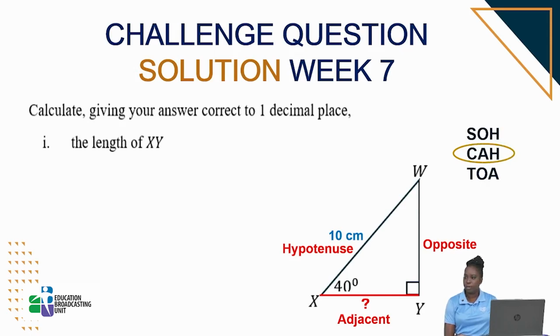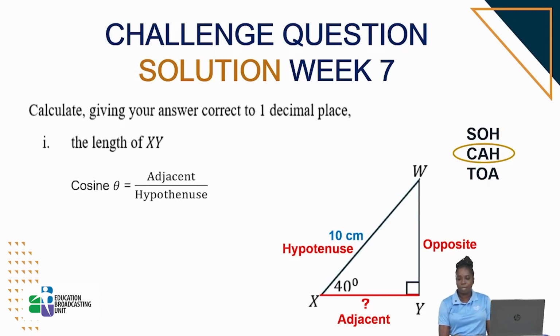And so we are going to be using the cosine ratio, which is the adjacent over hypotenuse. At this time, we are going to substitute the values into our ratio. And so our angle is 40 degrees, so we'll have cosine 40 is equal to the adjacent, which we do not know, and so we'll call it XY, and that is over or divided by the hypotenuse, which is 10 centimeters. Now we have our value substituted.